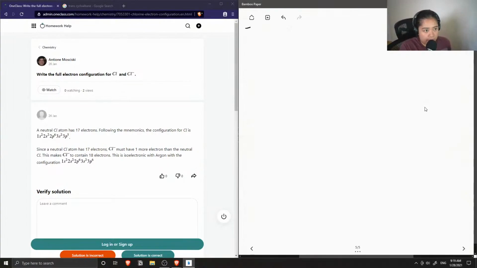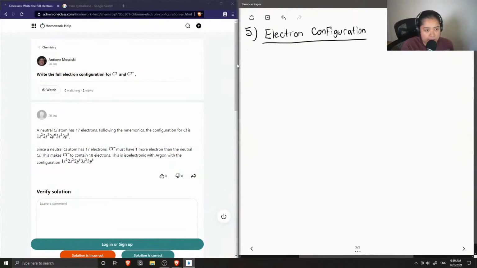Question number 5 is to write the full electron configuration for chlorine and chlorine minus. So when we write down the electron configuration, it helps when we follow a set of different steps.